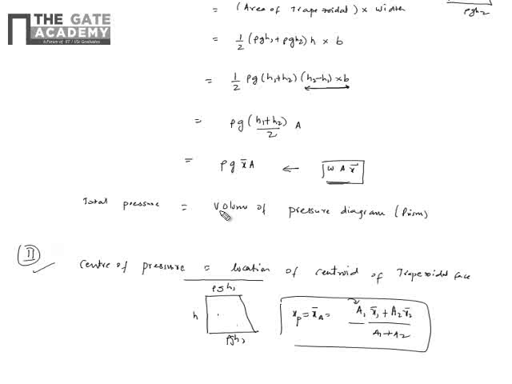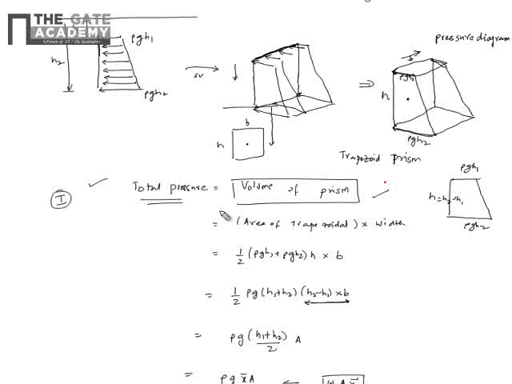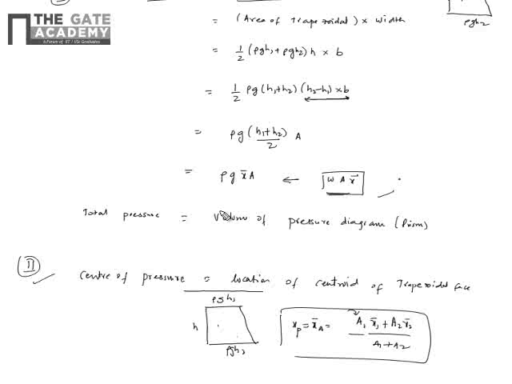The volume of the pressure diagram, which is the volume of the prism, is the total force, and the centroid of the volume is the center of pressure. Because it's an extruded body, the centroid of the prism will be nothing but the centroid of this trapezoidal face. So find the centroid of this trapezoidal face, that is the center of pressure. So you will get your F as well as your XP bar.